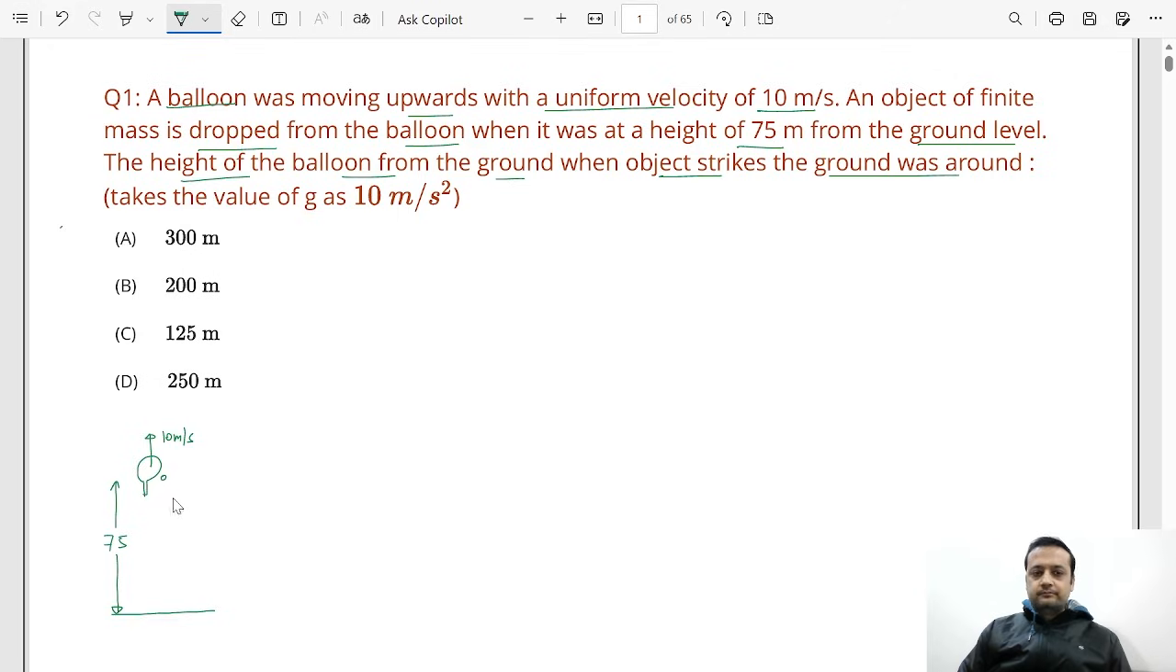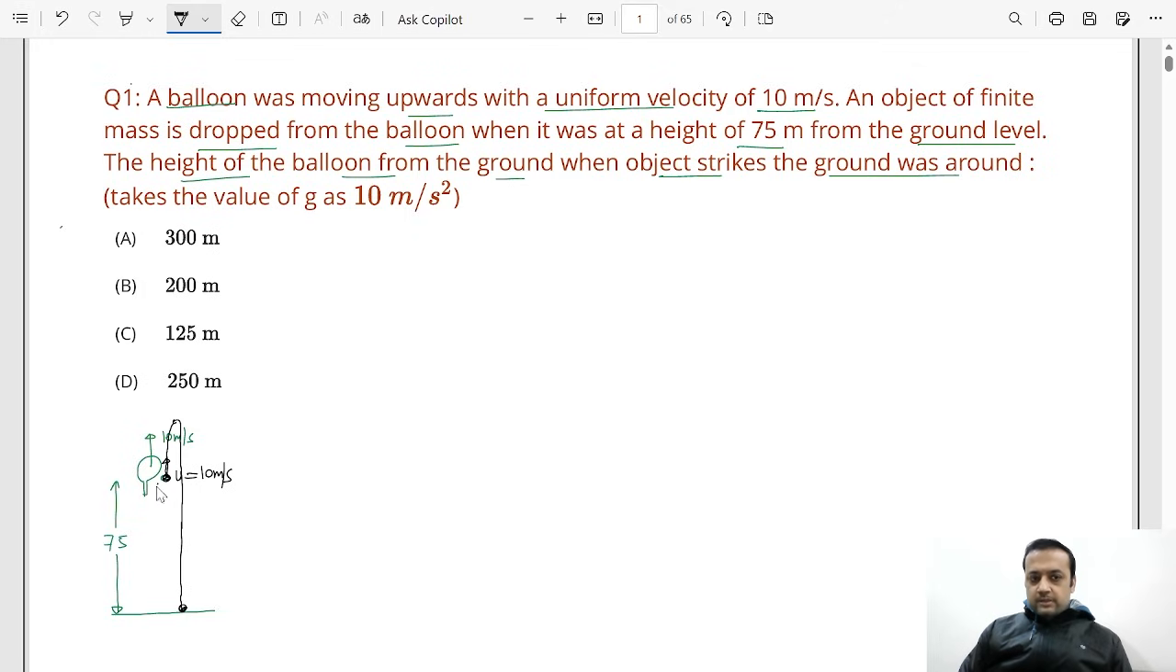The idea here is that when the stone is released, its velocity will not be zero because it has been released from a moving body. Whenever an object is released from a moving body, it acquires the velocity of the moving body. So in this case the velocity of the stone will be 10 meter per second to begin with. That means the stone will go up for a little bit of time; because of gravity its velocity will decrease, and then it will return and fall back on the ground.